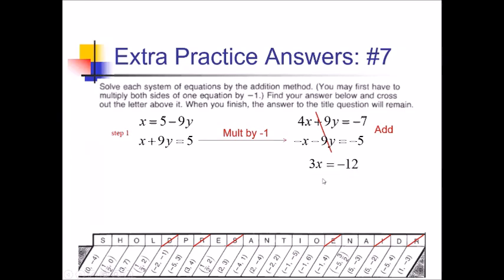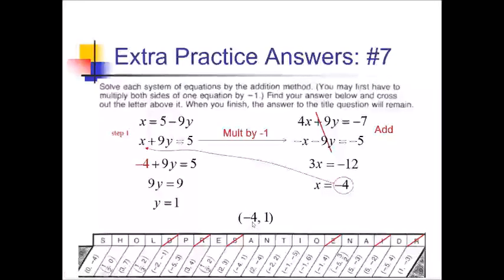Dividing by 3, we end up with x equals negative 4. And now if I want y, I have to plug this back in. And I'll just plug it into the x over here because I've got some room down here. So that's negative 4 plus 9y equals 5. Add the 4 over to the other side to get 9y by itself. And if 9y equals 9, that means that y is just going to be 1, which gives us the point negative 4, comma 1. Negative 4, comma 1 is actually right down here under the a, so we'll cross that off, and we'll head on to the next one.